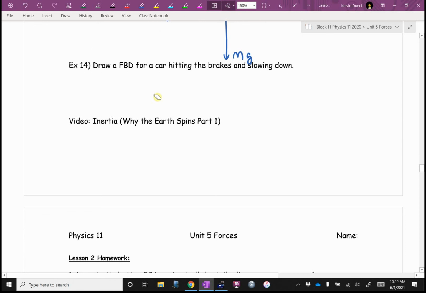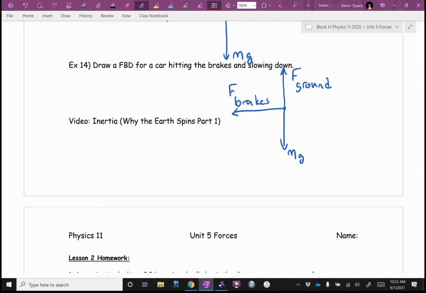Hey, what's the free body diagram for a car hitting the brakes and slowing down? Same thing. Parker, what was that? It's the same thing. There's nothing pushing forward. We would have gravity down, a bigger force of gravity, and the ground pushing up to keep the car from sinking in. We're slowing down. This would be, we'll call it, brakes. And you're right, there is nothing pointing forwards.